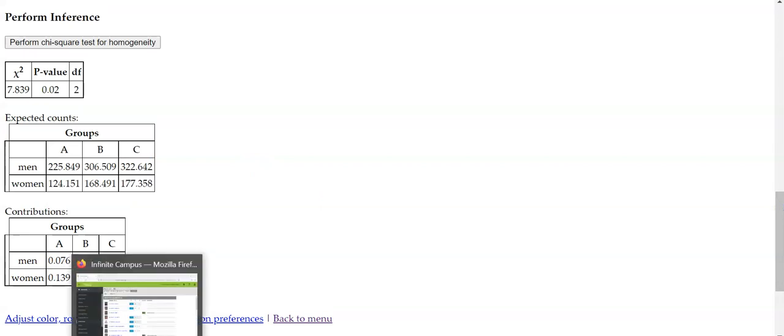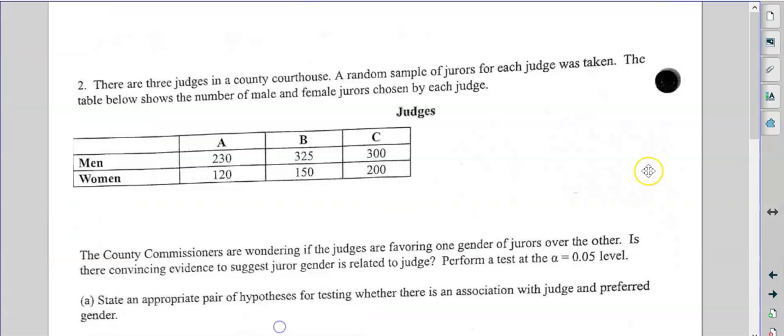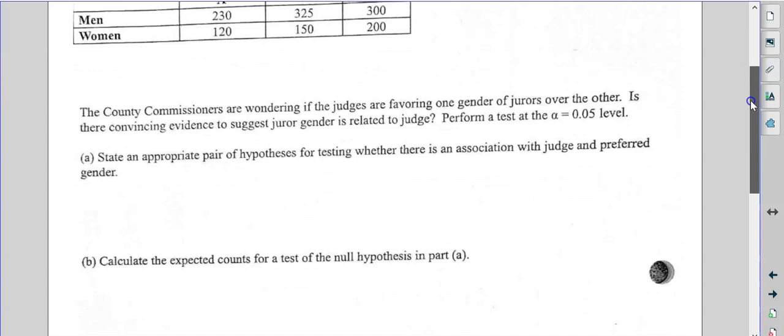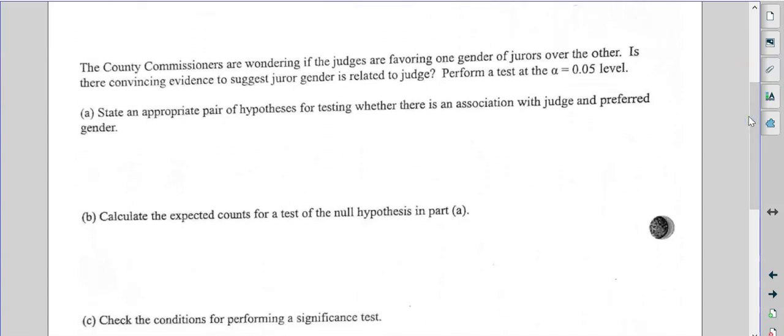So we're going to come over here now, back to our worksheet, and start answering some questions. So it says the county commissioners are wondering if the judges are favoring one gender over the other. Well, right off the bat, you can see there's a higher number of men than women, but is there convincing evidence to suggest the juror gender is related to judge? Perform a test at the 0.05 level. So state an appropriate pair of hypotheses.